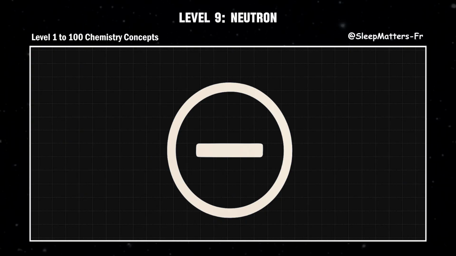Neutrons are quiet, but they are powerful. In the world of atoms, they are the silent guardians. Without them, there would be no stable atoms, no elements, no matter, and no universe.